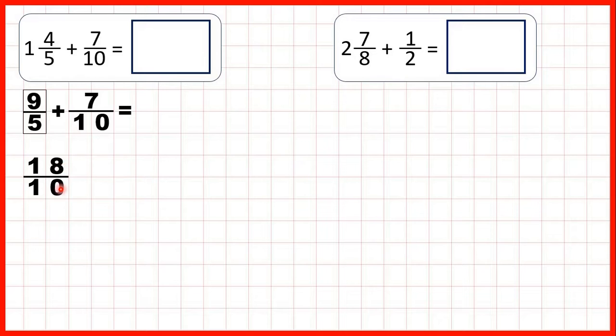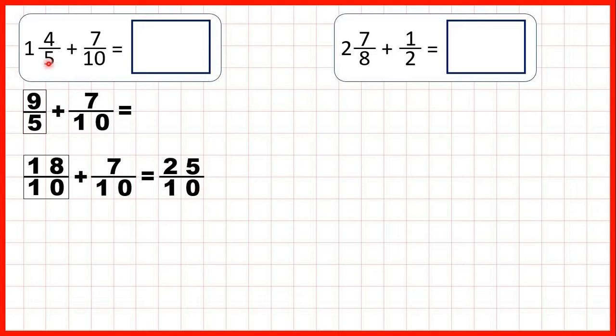That's 18/10, because to find equivalent fractions, we use multiplication. 5 times 2 is 10, and what we do to the denominator, we do to the numerator as well, and 9 times 2 is 18. We're adding 7/10 to that, and we have a common denominator. So the denominator stays the same in our answer, and 18 plus 7 is 25. So, as an improper fraction, our answer is 25 tenths.